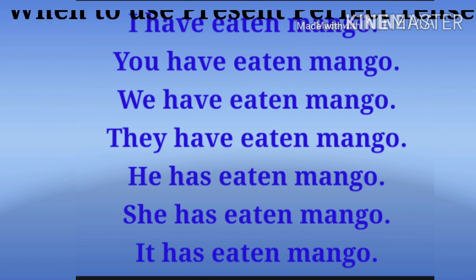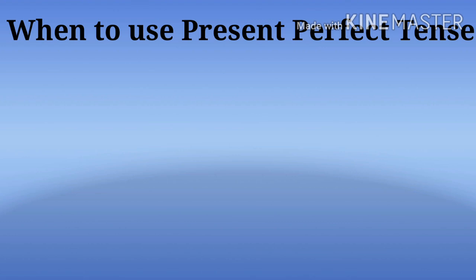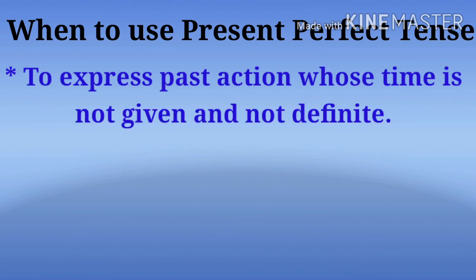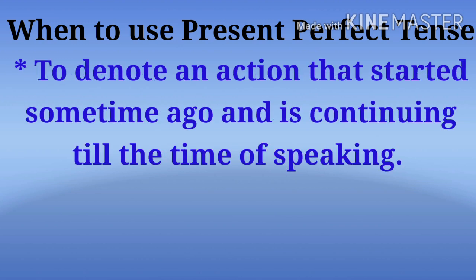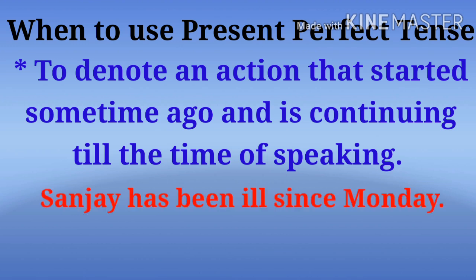Now, let us learn when to use present perfect tense. We use present perfect tense to express a past action whose time is not given and not definite. For example, I have met him once. Here, the time of action is not mentioned. We also use present perfect tense to denote an action that started some time ago and is continuing till the time of speaking. For example, Sanjay has been ill since Monday. This sentence tells us that Sanjay has not been well since Monday and still has not recovered.